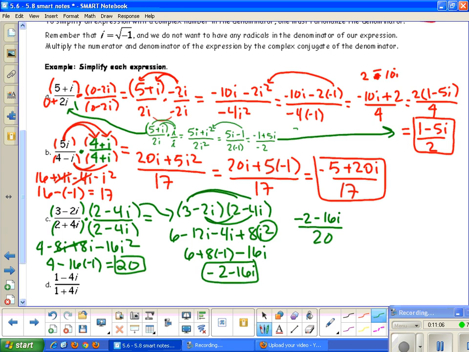And this can be simplified because I can factor out 2 in my numerator, and I can factor out negative 2, but it doesn't really matter, so I'm just going to factor out the 2. So that would give me negative 1 minus 8i over 10, since 20 divided by 2 is 10. So we end up with negative 1 minus 8i over 10 for that problem.